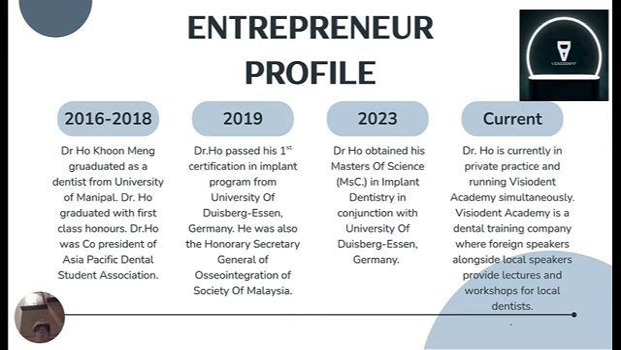Moving on to 2023, Dr. Ho Kun Meng obtained his Master of Science in Implant Dentistry, again from University of Duisburg-Essen in Germany. So currently, Dr. Ho Kun Meng is working in private practice and he is running Visiodent Academy simultaneously. Visiodent Academy is a dental training company where foreign speakers alongside local speakers provide lectures and workshops for local dentists as well as foreign dentists.